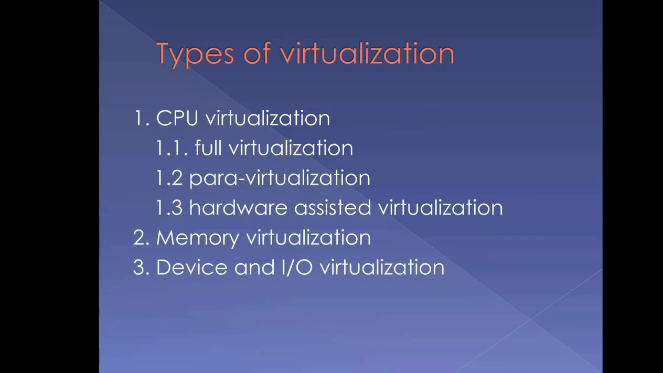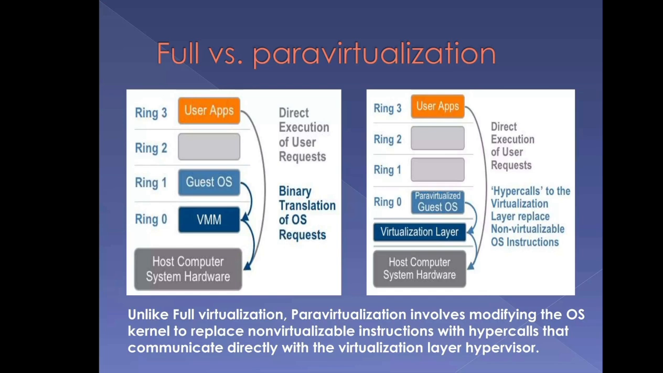Types of virtualization: there are three types of virtualization: CPU virtualization, memory virtualization, and device and IO virtualization. CPU virtualization is distinguished into three more types: full virtualization, para virtualization, and hardware-assisted virtualization. Full versus para virtualization: unlike full virtualization, para virtualization involves modifying the OS kernel to replace non-virtualizable instructions with hypercalls that communicate directly with the virtualization layer, the hypervisor.